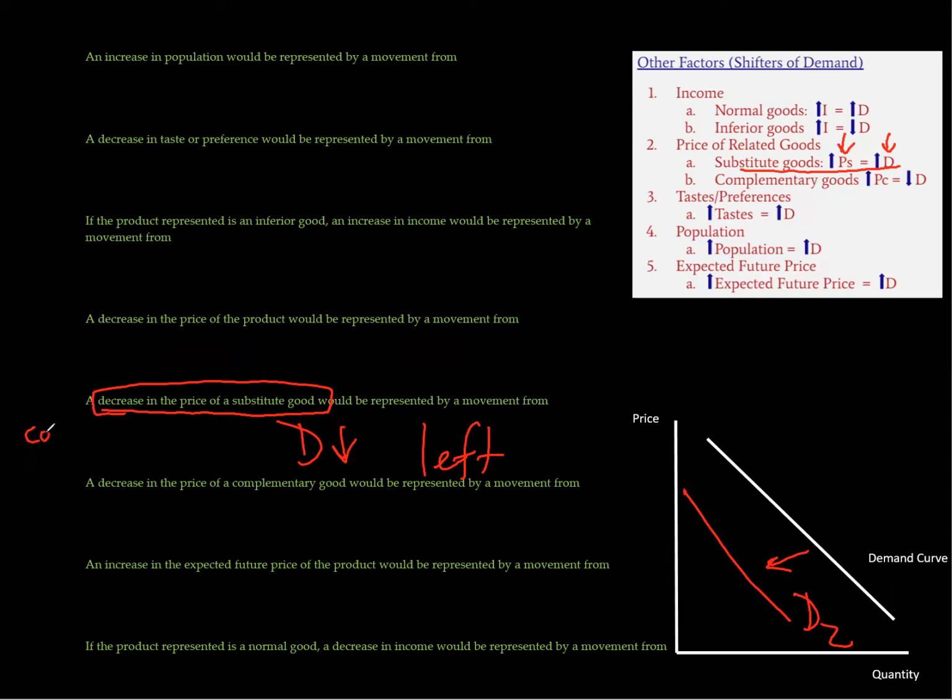So substitute goods would be like Coca-Cola and Pepsi. These are things, typically you go to the store, you buy one or the other. So if the price of Coca-Cola goes down, then the demand for Pepsi goes down because people are going to buy Coke. All right. So that's very simple. But remember, you don't have to fully understand everything there is to know about it. You just need to be able to use the shifter list right now, and you're going to get better and better at this.